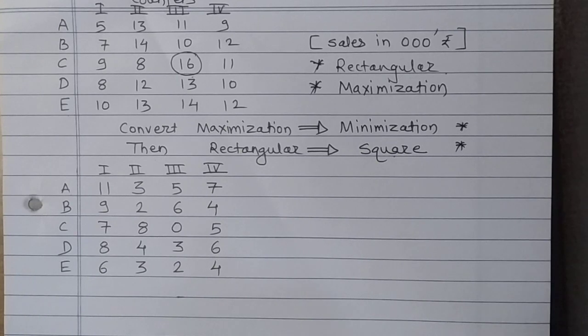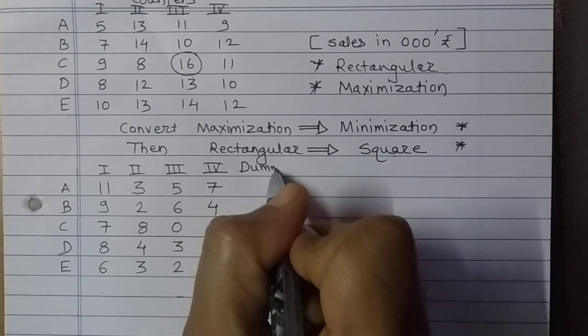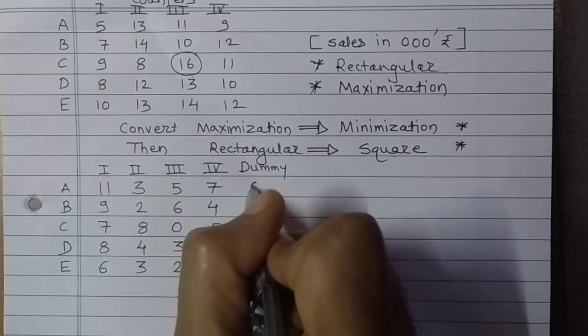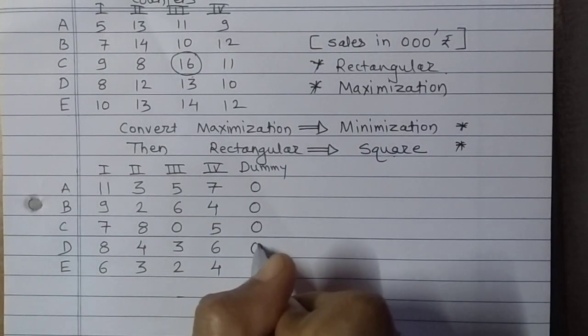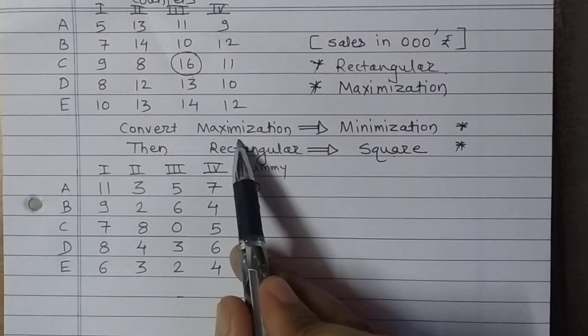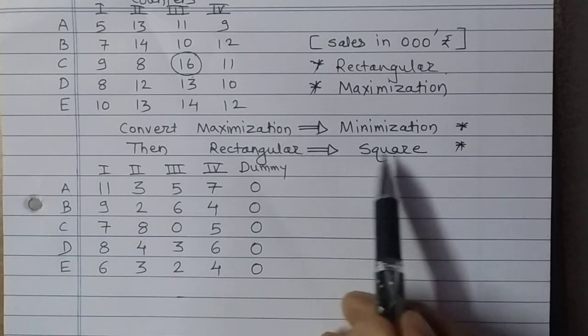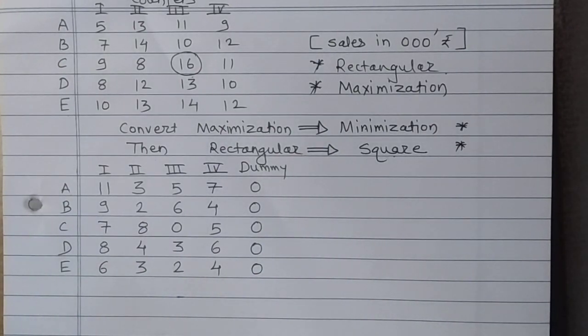You can pause the video and check your answer. So this is your minimization matrix. Now as this minimization matrix is not a square matrix, add a dummy column in this case. All values of the dummy will be 0, 0, 0, 0 and 0. So now you have converted maximization into minimization, and the rectangular matrix into a square matrix. Now you can solve the problem.